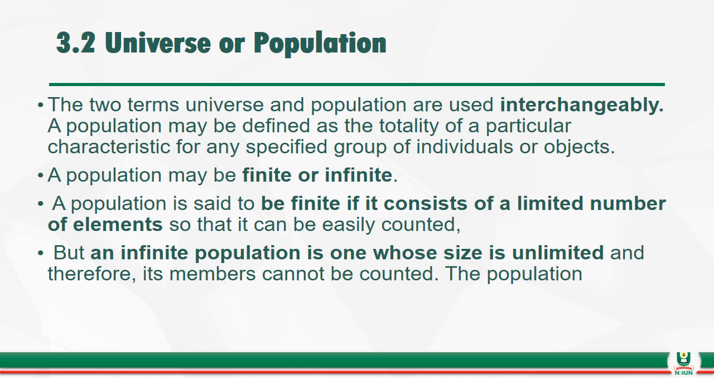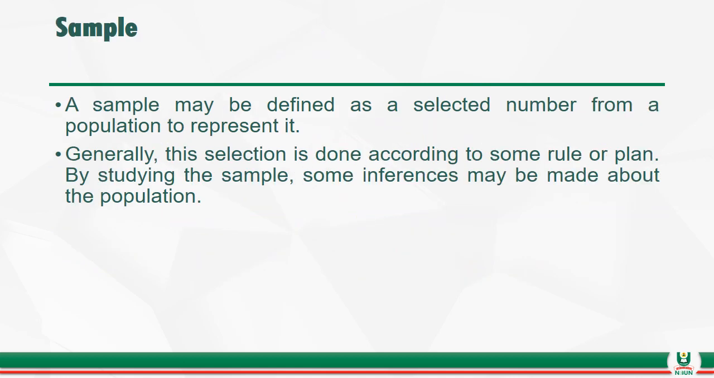The two terms universe and population are used interchangeably. A population may be defined as the totality of a particular characteristic for any specified group of individuals or objects. A population may be finite or infinite. A population is finite if it consists of a limited number, and it is infinite when it consists of an unlimited number. Therefore, its members cannot be counted.